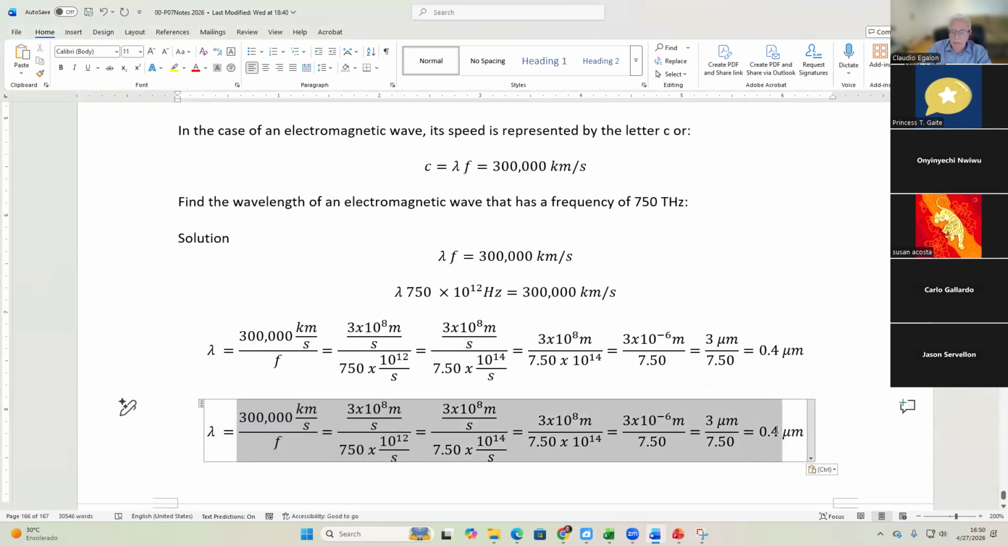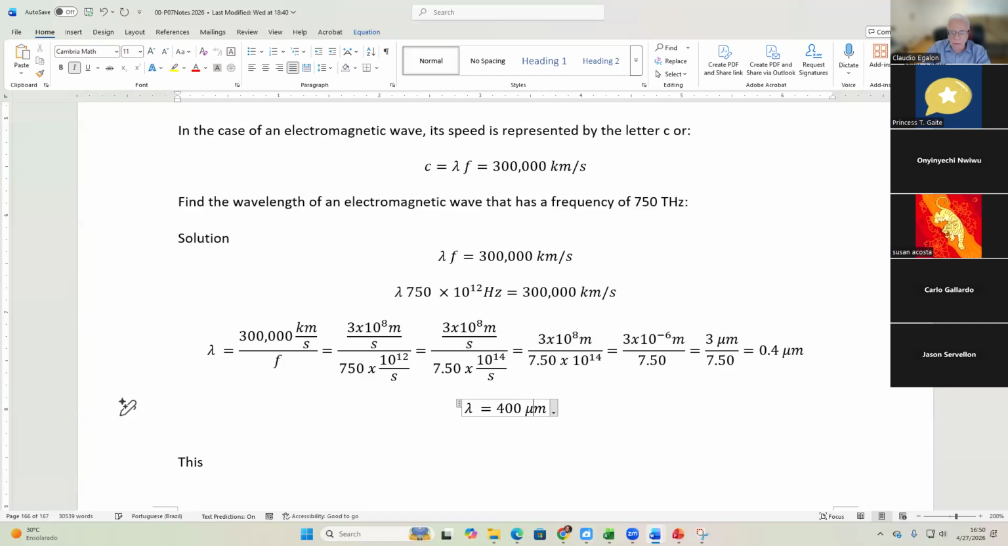400 nanometers. I erased something that shouldn't have been erased. Okay, nanometers. That corresponds to the wavelengths of the blue light. Okay, so we can stop now.